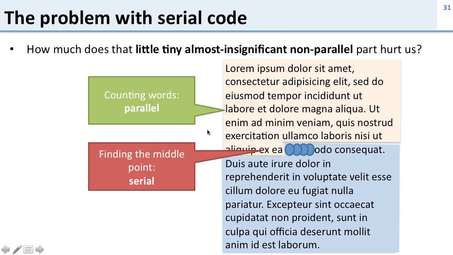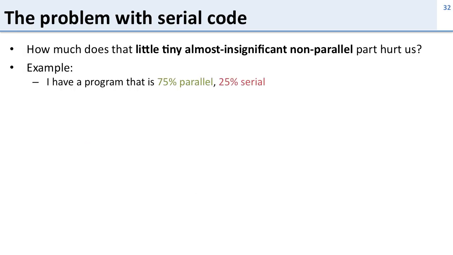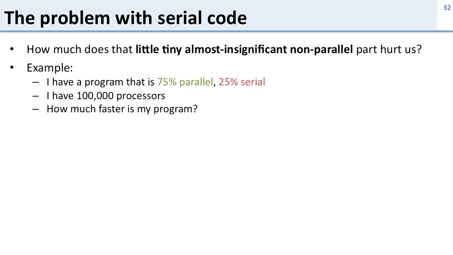So how much does this hurt us? Well, let's take a look at an example. Say I have a program that's 75% parallel. That is 75% of the program time we can run on multiple processors, and 25% serial. That is 25% of it we can't split up and run on multiple processors. So I have 100,000 processors to run on. How much faster is my program?